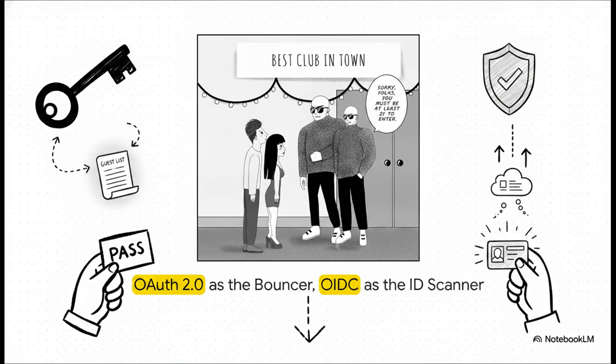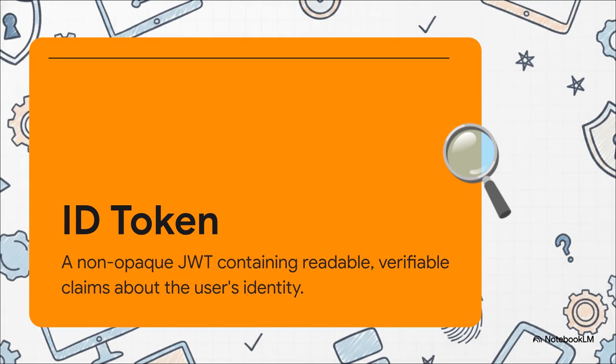If OAuth 2.0 is the bouncer checking if you are allowed in, OIDC is the ID scanner confirming your actual, verifiable identity and your VIP status. It essentially provides the detailed guest list right alongside the door keys, which makes the whole process of identity management incredibly smooth for developers. The technical artifact that actually bridges this gap is something called the ID token.